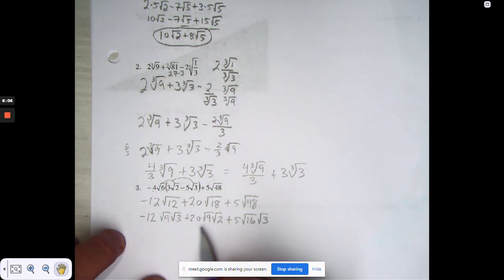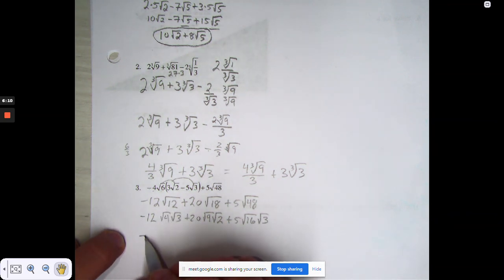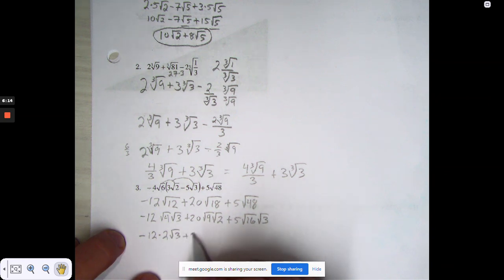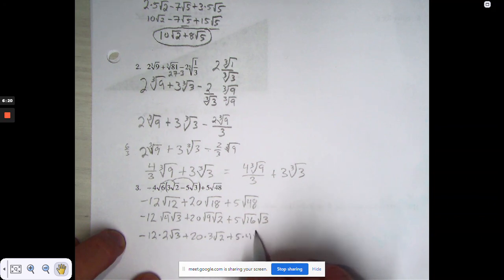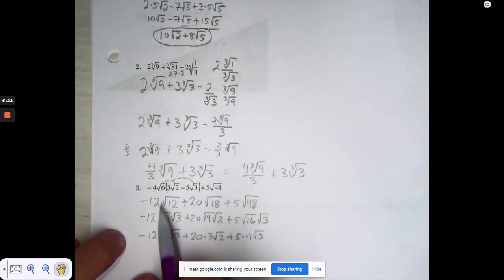If you can skip this step, you're allowed to. Like if you want to go straight from here to this, negative 12 times 2 root 3 plus 20 times 3 root 2 plus 5 times 4 root 3, if you want to go from this step to this step, I'm fine with that. Just realize on a test or a quiz, you can't get partial credit if you made a mistake going from here to here if you don't show me the in-between step.